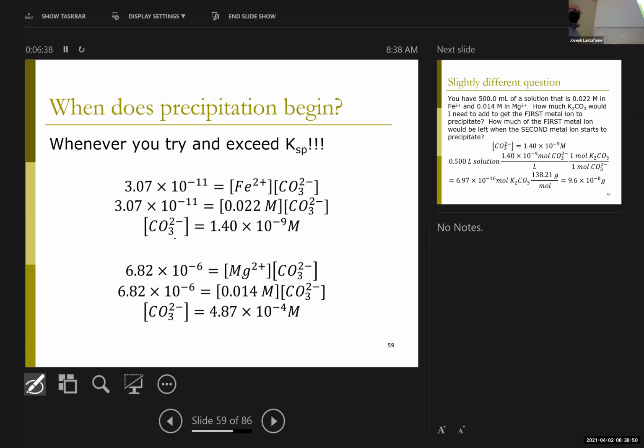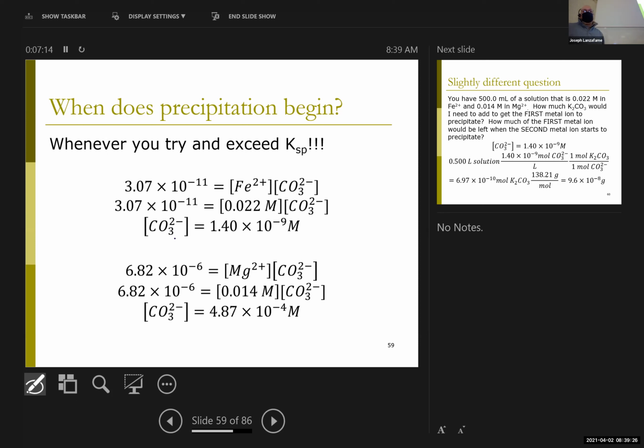And so if I start adding carbonate, nothing happens until the carbonate concentration gets to 1.4 times 10 to the minus 9. At that point, I've reached the maximum amount of carbonate that my solution can tolerate. If I add any more, the iron carbonate is going to have to precipitate because I cannot exceed 3.07 times 10 to the minus 11 for the combined concentrations of the iron and carbonate.